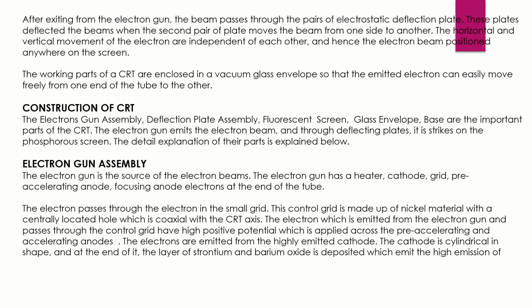The working part of the CRT is enclosed in a vacuum glass envelope so that emitted electrons can easily move from one end to the other end of the tube.